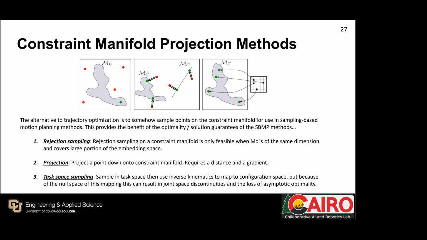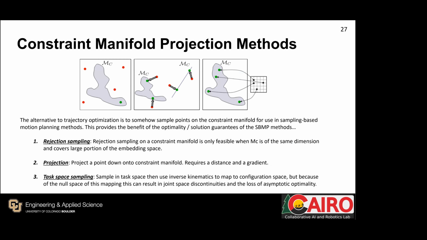So to overcome some of those shortcomings, it would be nice to be able to employ the benefits of sampling-based motion planning, which gives us guarantees of asymptotic optimality and a solution guarantee if a solution does exist for your planning problem. And to use a sampling-based motion planner, you need to have some way, as is in the name, to sample a point, but in this case, a point that exists on your constraint manifold.